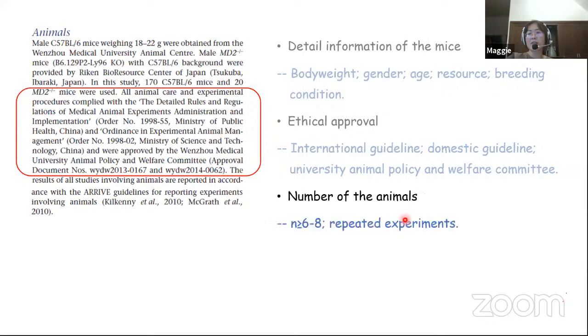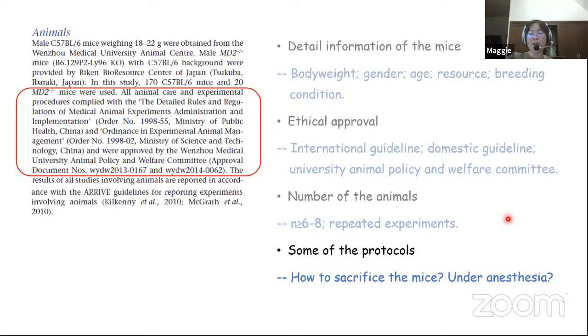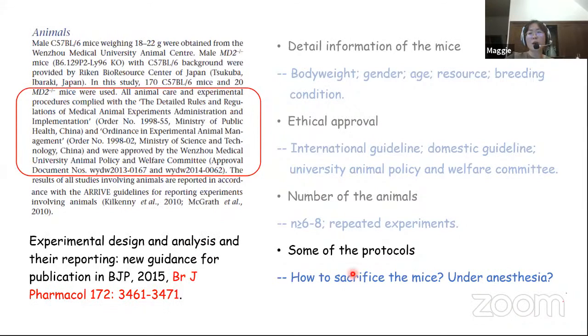And then for the animal part, you also need to mention how many animals you use. Usually more than 6 and no more than 10. And then you need to mention how many repeated experiments you have done in your study. And some of the protocols: how to sacrifice the mice, whether they are under anesthesia, and so on. So if you want to know more about the standards for animal experiments, you can download this manuscript later to see the requirements for animal studies in most of the journals.